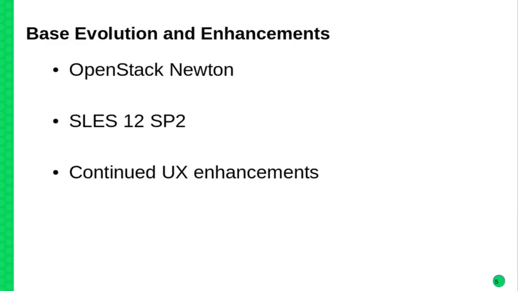So with SUSE OpenStack Cloud 7, we're moving from the upstream Liberty release to the upstream Newton release. We're moving from Service Pack 1 to Service Pack 2. And then we did a number of enhancements to the user interface for our deployment tool. And those were mostly focused around cleaning up the visuals, but also packaging things in such a way that it was easier to manage a larger number of nodes as you're going through the physical deployment.